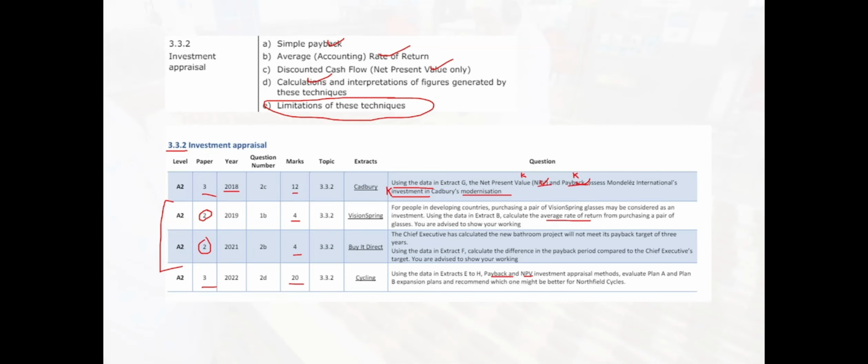Okay, both of these 20 markers are looking at payback and NPV. It doesn't mean that the next one you come across, the 12 and the 20 marker, is going to be exactly the same, but you never know. They've asked leadership questions and motivation theory questions in every paper one since 2016, so why not repeat the pattern? We shall see. So let's go through the theories with a bit of pros and cons.